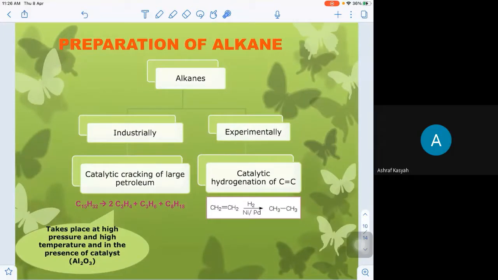Now we move to the next part of this subtopic of alkane: how to prepare, how to synthesize alkane. There are two methods to produce an alkane. It is either industrially, or experimentally in the lab. Industrially is how they produce alkane in industry. So let's look at the industrial method to produce alkane, which is through the catalytic cracking process.